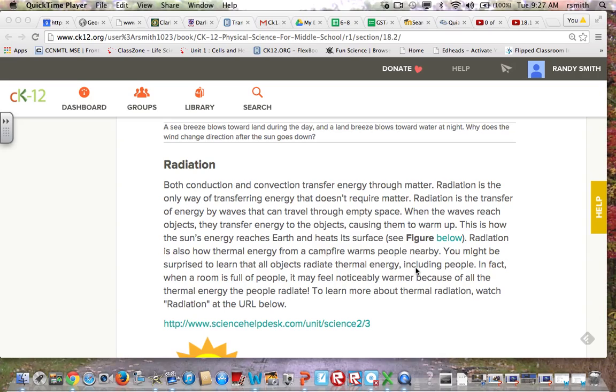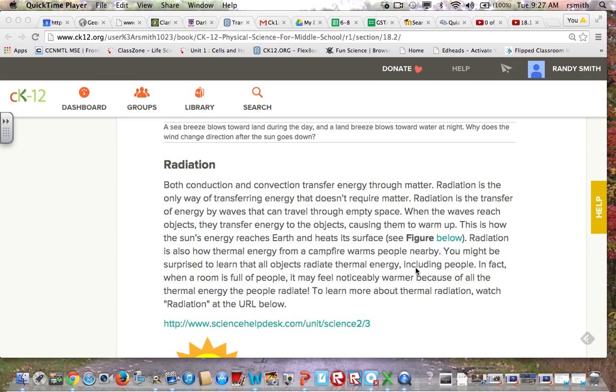Radiation. Both conduction and convection transfer energy through matter. Radiation is the only way of transferring energy that doesn't require matter. Radiation is the transfer of energy by waves that can travel through empty space. When the waves reach objects, they transfer energy to the objects, causing them to warm up. This is how the sun's energy reaches the earth and heats the earth's surface. Radiation is also how thermal energy from a campfire warms people nearby.